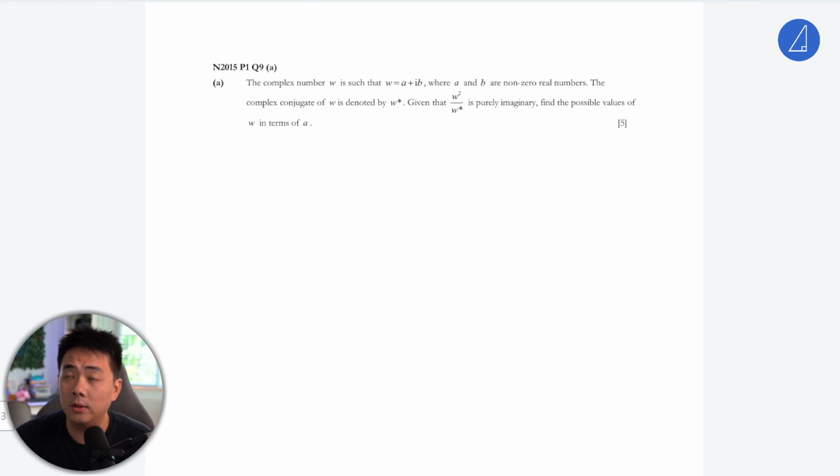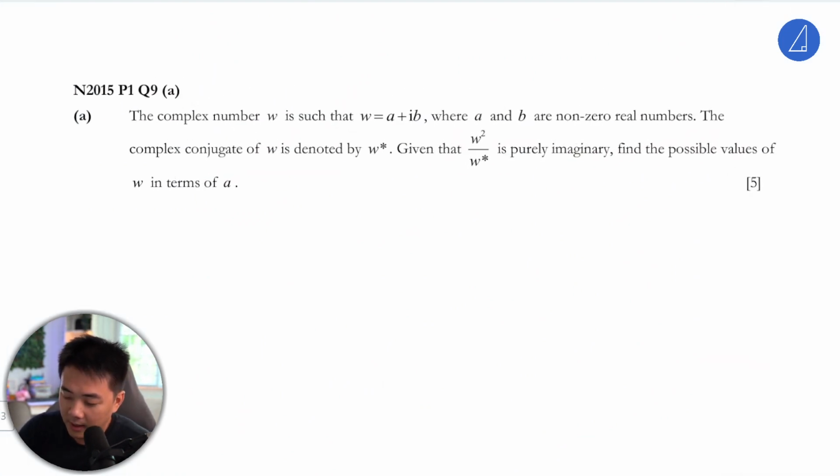Hi students, let's look at this question here, which was taken from the year 2015, paper 1, question 9 of part A. This question is on complex numbers, taken from the H2 Math A-level paper. In this question, we are given that the complex number w is such that w = a + bi, and a and b are non-zero real numbers. The complex conjugate of w is denoted by w star, and given that w squared over w star is purely imaginary, find the possible values of w in terms of a.